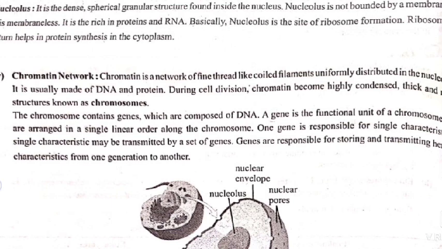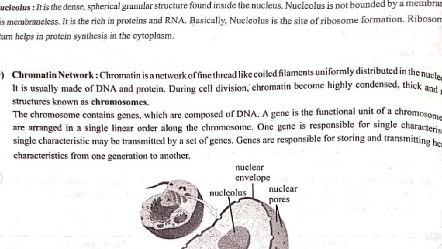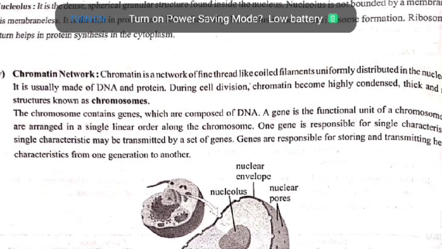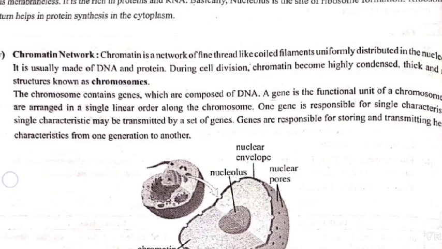Euchromatin replicates in early S phase. Heterochromatin replicates in late S phase. DNA to mRNA in euchromatin, DNA to rRNA and tRNA in heterochromatin. Heterochromatin takes light stain during the cell division stage, M phase, and takes dark stain during interphase. Chemistry of nucleus: protein 85%, RNA 10%, DNA 5%.